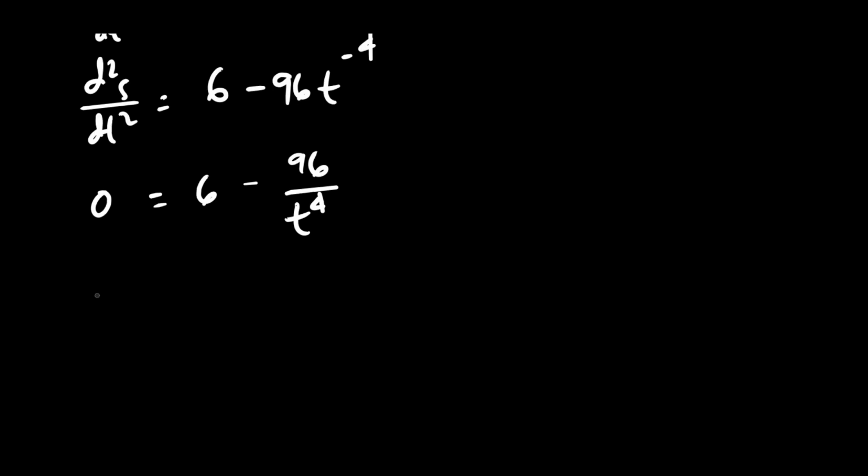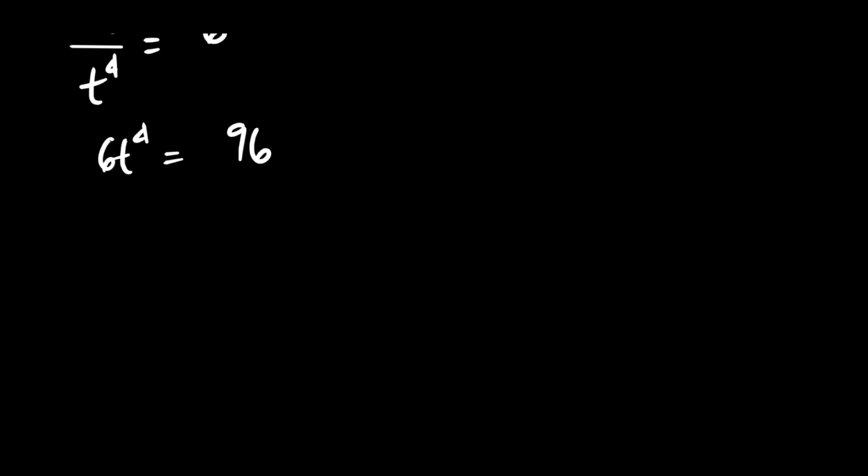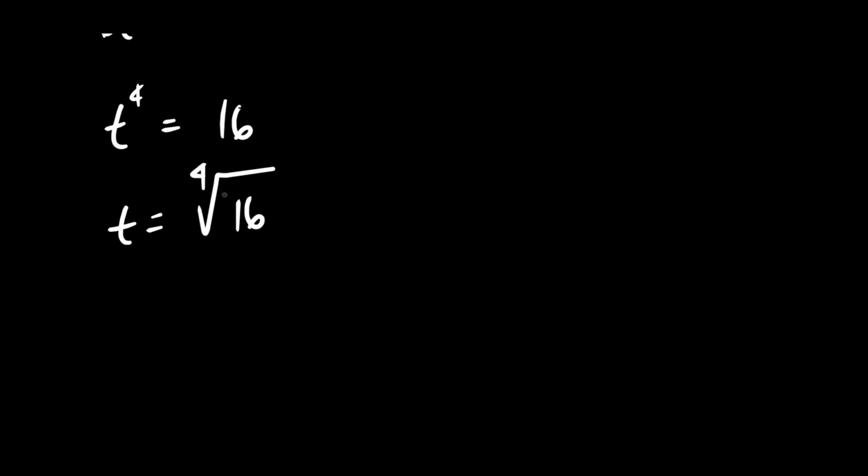So we have 96 all over t raised to the power of 4 is just equal to 6. By simplifying, we have 6t raised to the power of 4 is just equal to 96. So t raised to the power of 4, 96 divided by 6, is equal to 16. So t is equal to the fourth root of 16, so t is equal to 2.